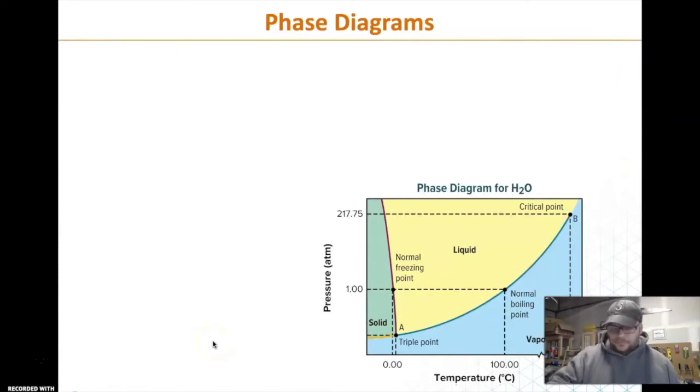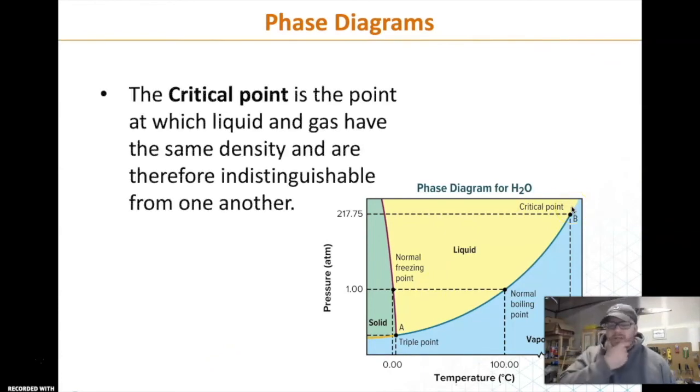The other thing that you see in here is the critical point. So what is the critical point? It's kind of interesting. You'll notice this line actually stops at the critical point, and then they of course continue the shading on here. But really what's happening is beyond this point, the liquid state and the gaseous state have the same density and are really indistinguishable from each other, which is a bizarre concept to think about.